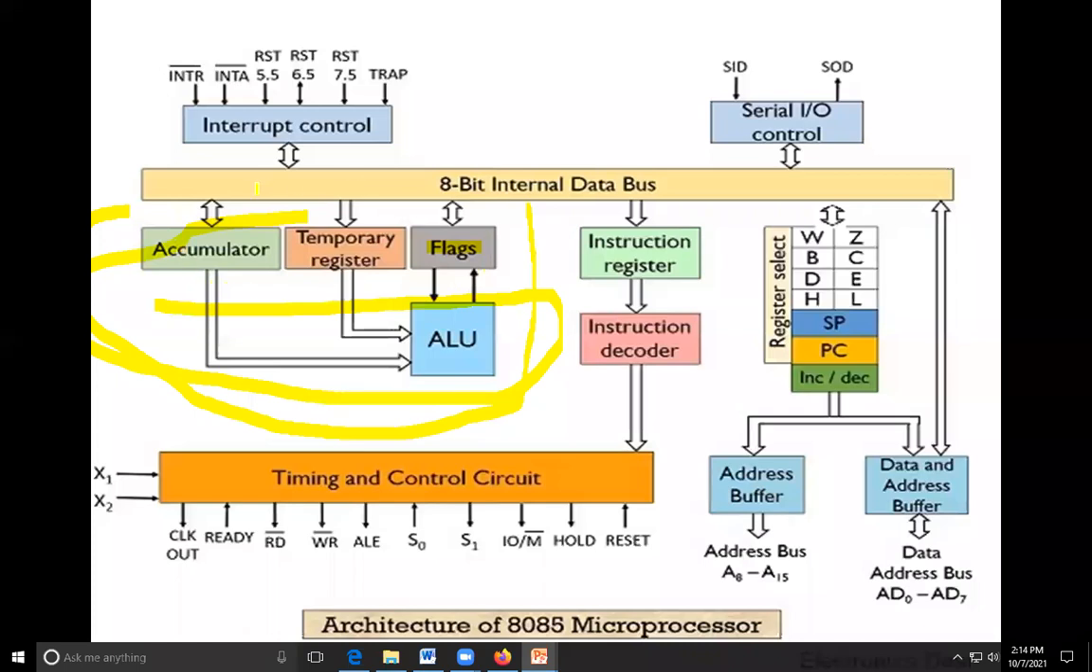The temporary register is used by the microprocessor for temporary storage of data. And there are 5 types of flags. We will discuss the flags in the next part. The values from the ALU are put into these flags as well. The result is stored in the accumulator and the flags will be generated.